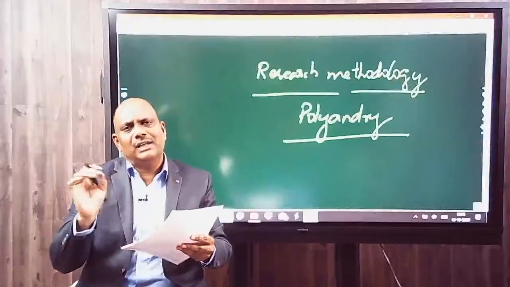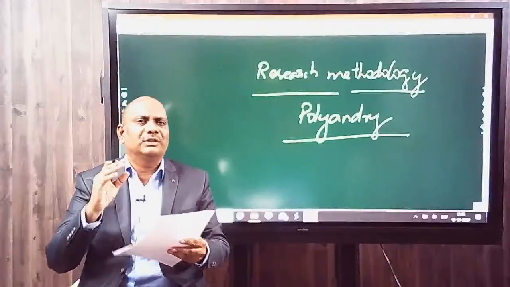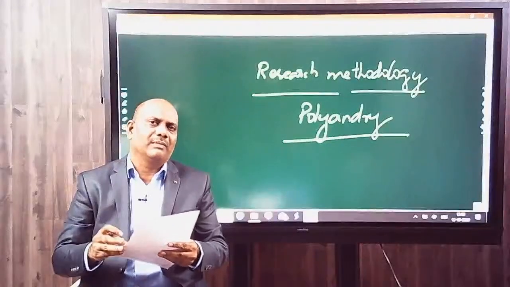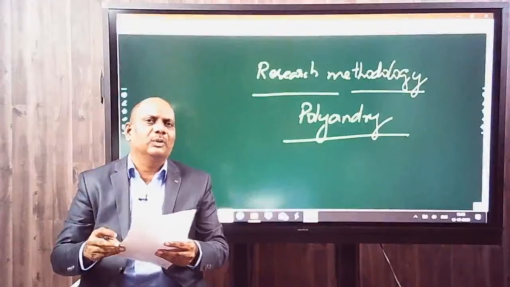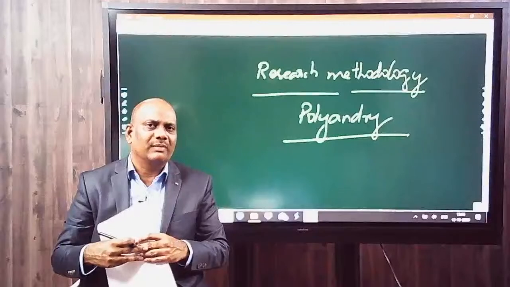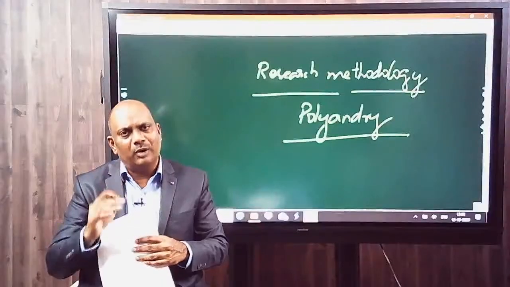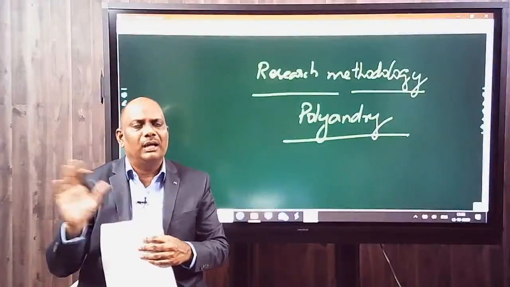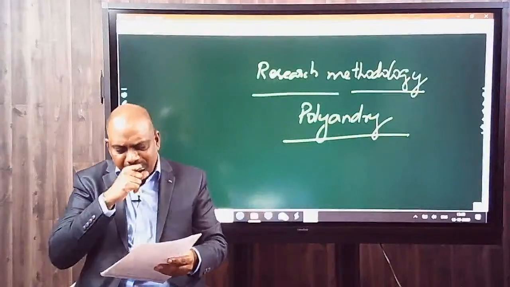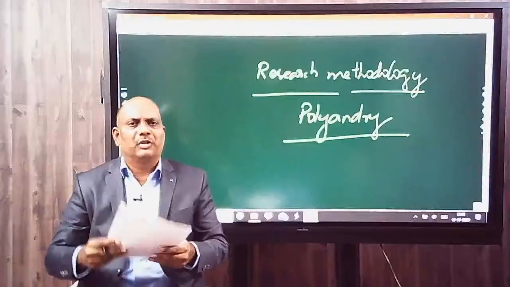But polyandry is not something unusual. Polyandry is there even now. There are a few societies in our country where polyandry is permitted: the Khasas in Uttarakhand, the Todas and the Kotas of Nilgiris. And there is a tribe in Arunachal Pradesh who even now practice polyandry, and polyandry is not a sin. So we cannot straight away go and ask this type of questions.